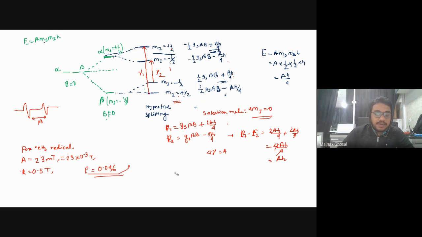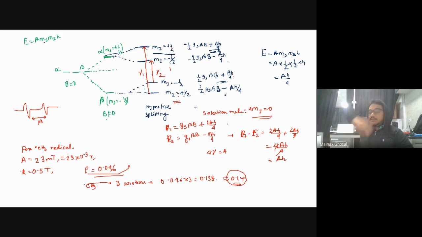So the electron density for one proton is given as 0.046. Now for the CH3 radical, you know there are 3 protons. So what should be the intensity? 0.046 into 3 comes to 0.138, approximately 0.14. So you can see this is 14%.